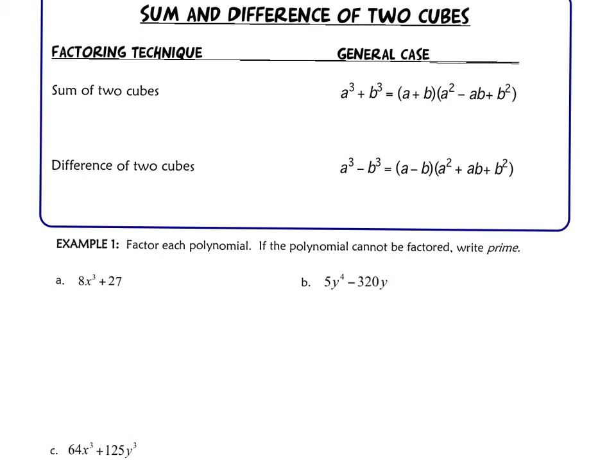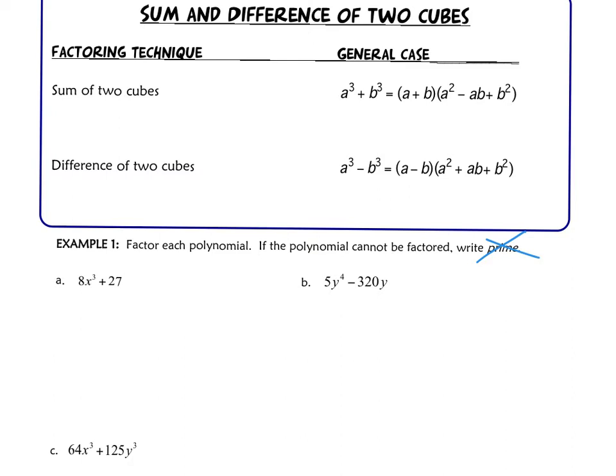In example A, it says factor, and if the polynomial cannot be factored, write prime. I will not give you any that cannot be factored. All of the ones that I give you will be factorable. So let's start with example A. Anytime you're factoring, the very first step, as we've talked about many times before, is to look for a GCF. So do I have a GCF I can factor out of 8x cubed and 27? All I have is a 1. That's not helpful, so there's no GCF in this case.